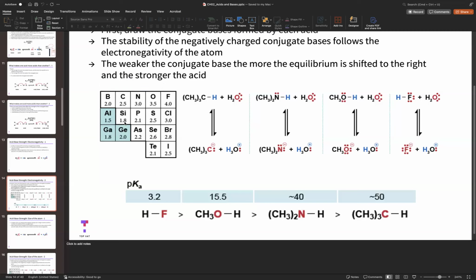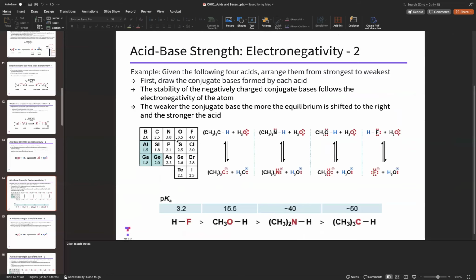You can apply the same logic to silicon, silane, SiH4, and PH3. Okay, you can apply the same logic between any two compounds, such as HCl versus H2S. From left to right, it will be the one on the right that will be the stronger acid. Right. So now let's look at the other trend, not the electronegativity trend, but the size trend.